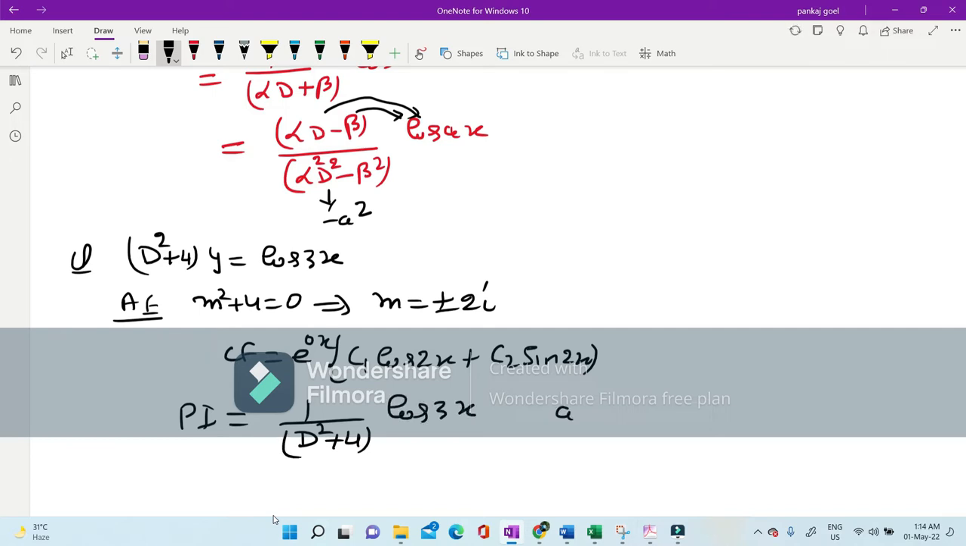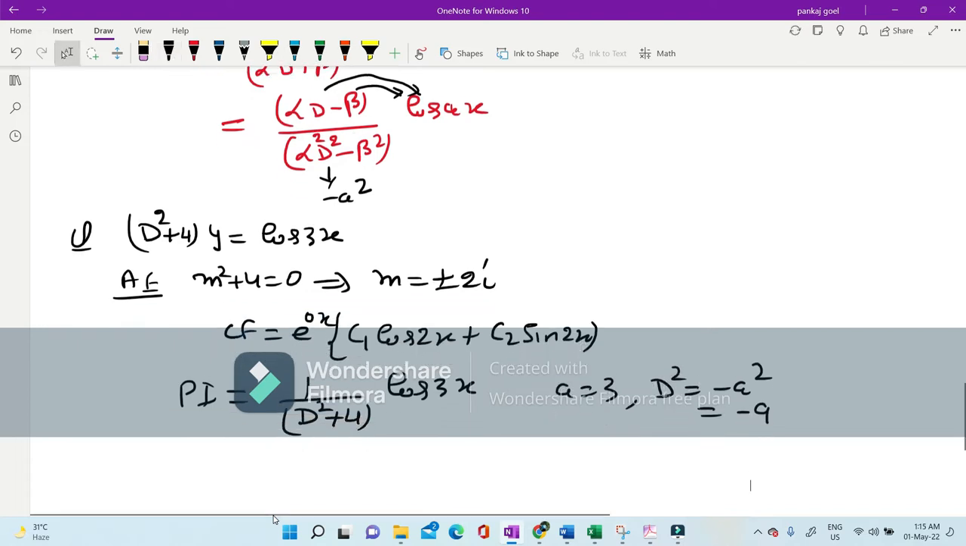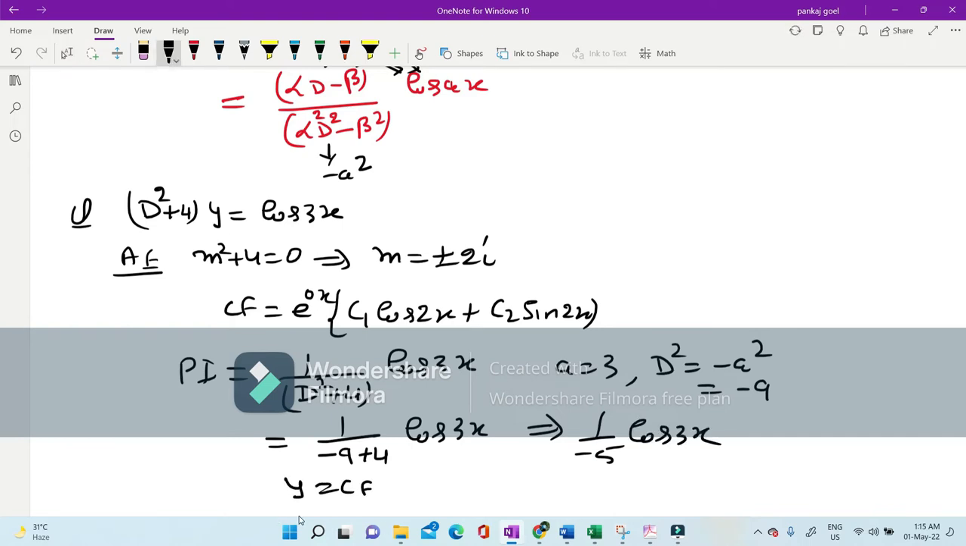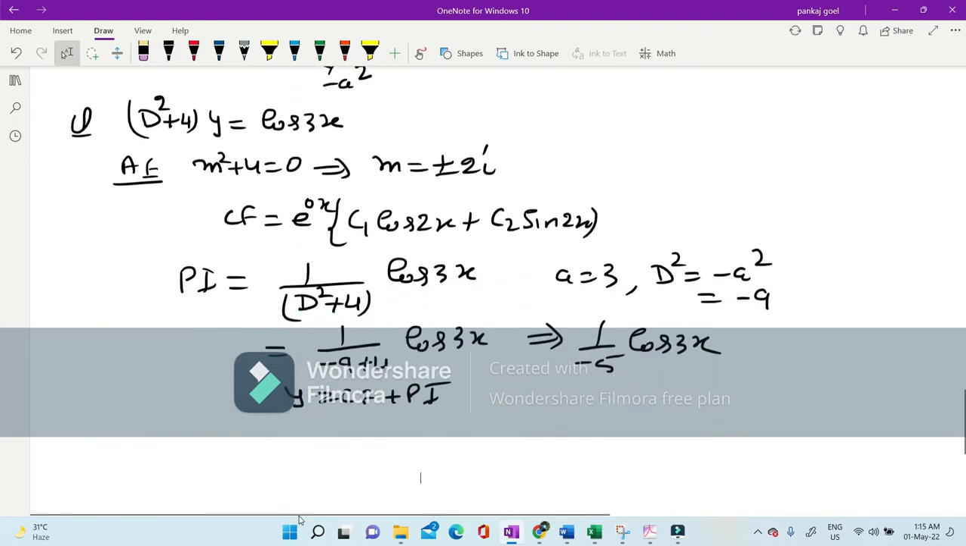You can see here a equal to 3. So replace d square equal to minus of a square, that means minus of 9. So directly we can get the answer here: 1 upon minus 9 plus 4 cosine of 3x. We get from here 1 upon minus 5 cosine of 3x. And finally we will write y equal to CF plus PI. You can take another example.